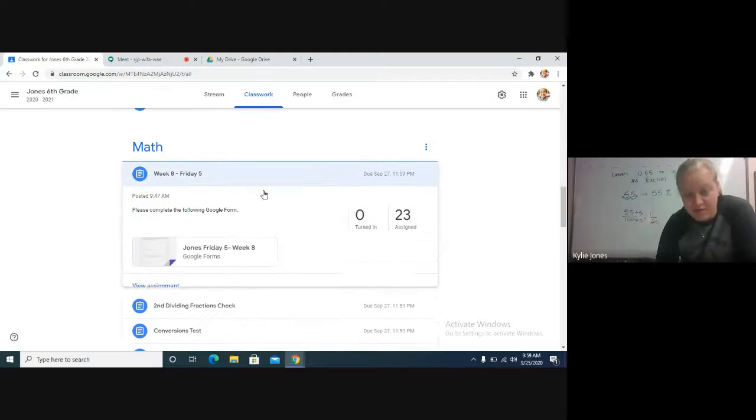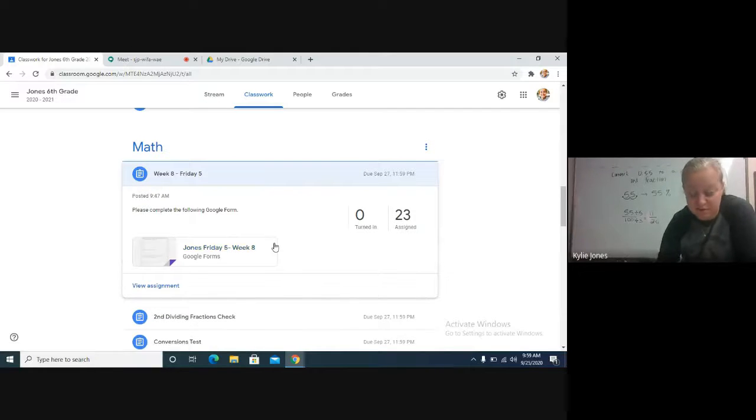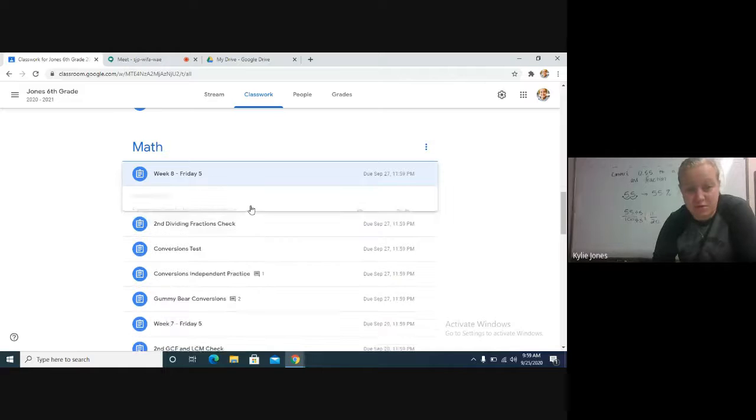And then our last one is our week 8, Friday 5. This one is also 5 questions, and it's kind of a review of what we've done. It also throws in some things that we haven't done so that we can see if you already know how to do them or not. So just do your best on this one. I don't actually take it for a grade, but you need to complete it. Okay? So those are the 3 things you're doing for math.